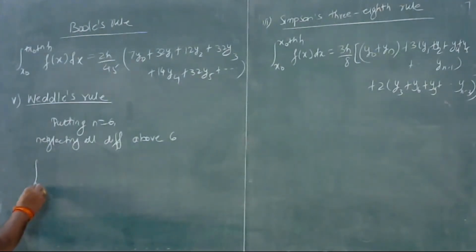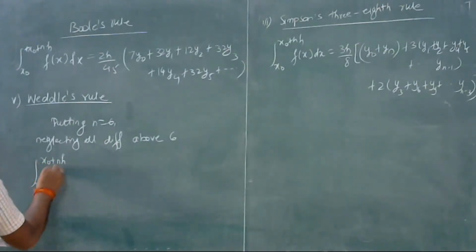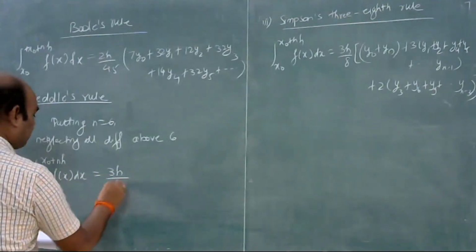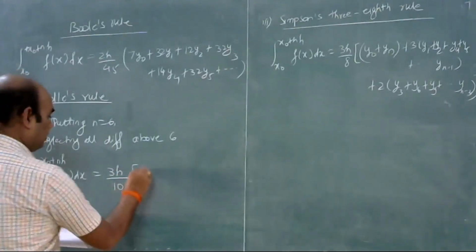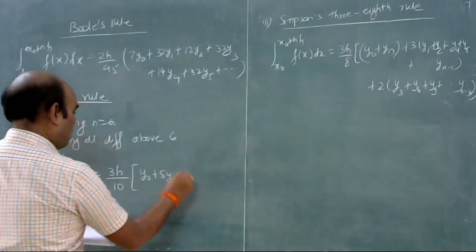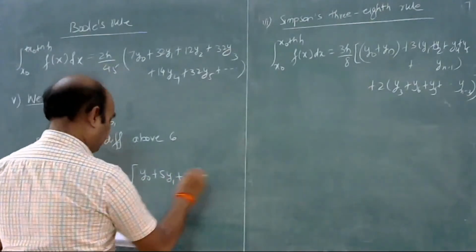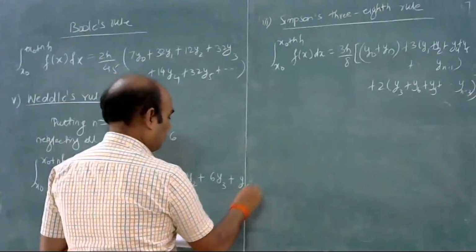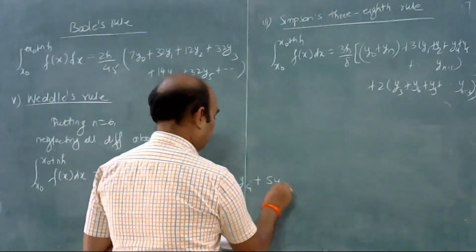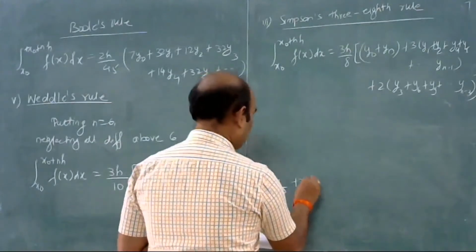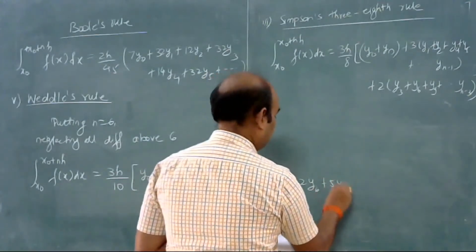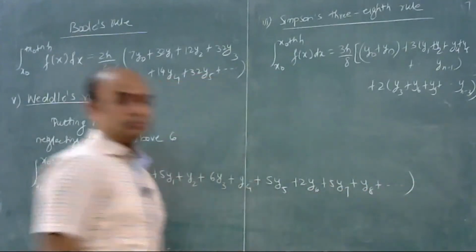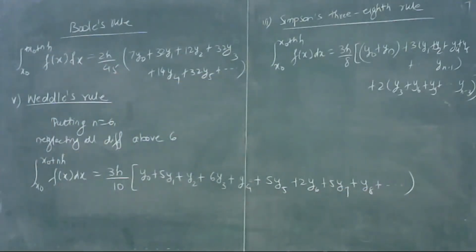So the integral of f(x) dx from x0 to x0 + nh is equal to 3h/10 times (y0 + 5y1 + y2 + 6y3 + y4 + 5y5 + y6 ...). So this is Weddle's rule.